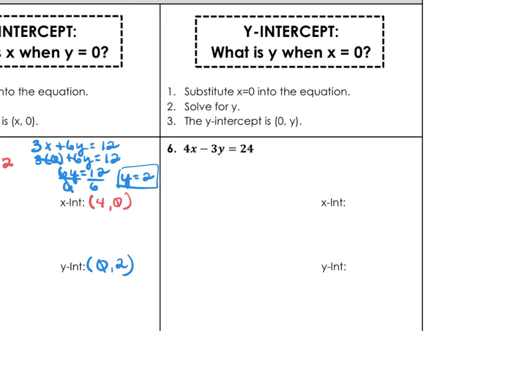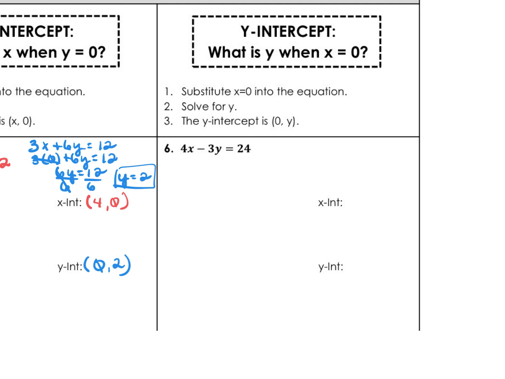And let's do the other one together. So we're going to first substitute y is equal to 0 into our equation to solve for the x-intercept. This cancels out. 4x equals 24. We're going to divide both sides by 4. x is equal to 6. So our x-intercept is (6, 0).